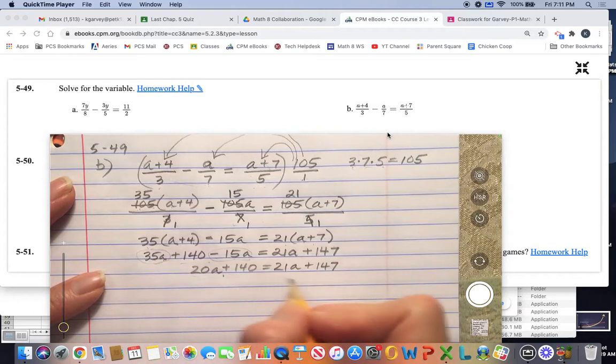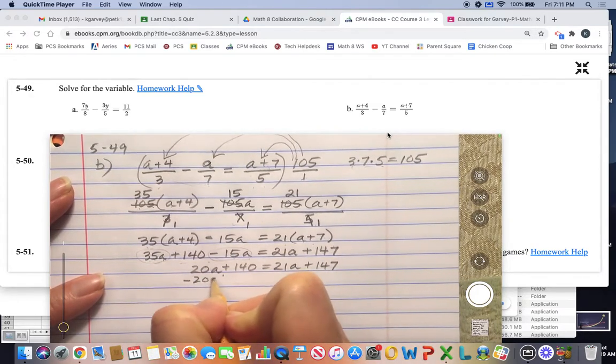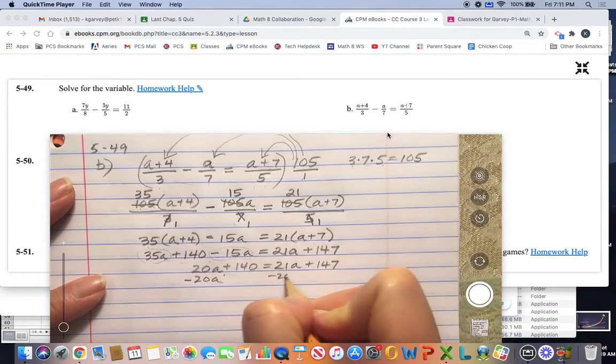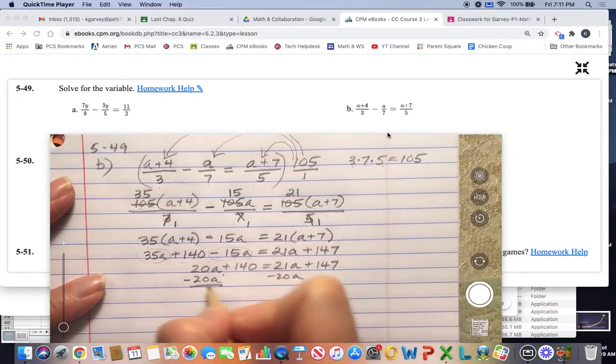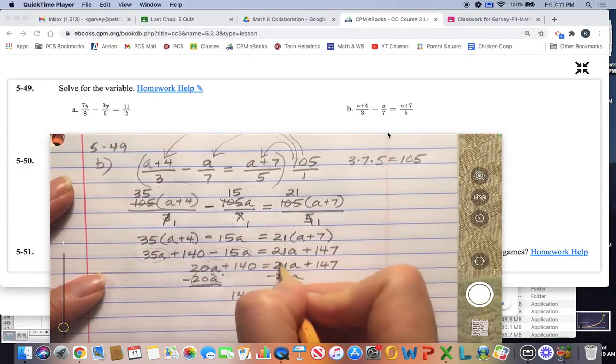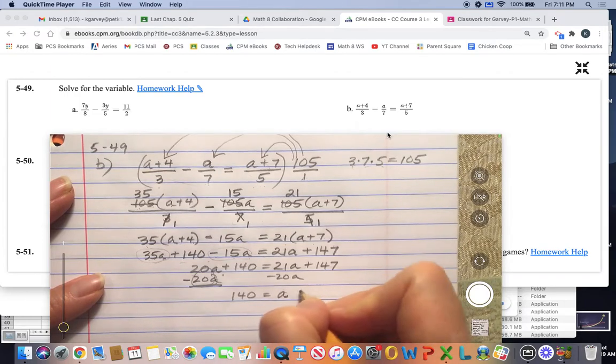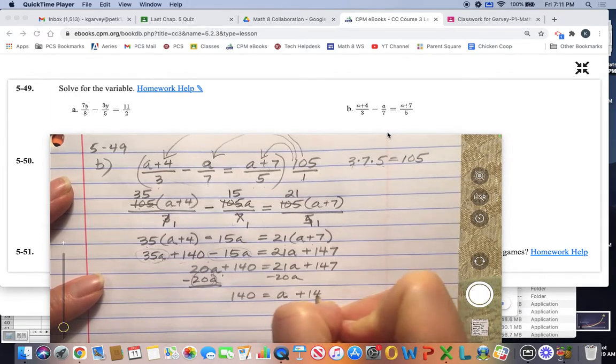All right, so I think I'm going to zero out this 20A so we can just have the A's on one side. So minus 20A from both sides. This zeroes out. There's only 140 here. And on this side, we only have 1A left, or just plain A, plus 147.